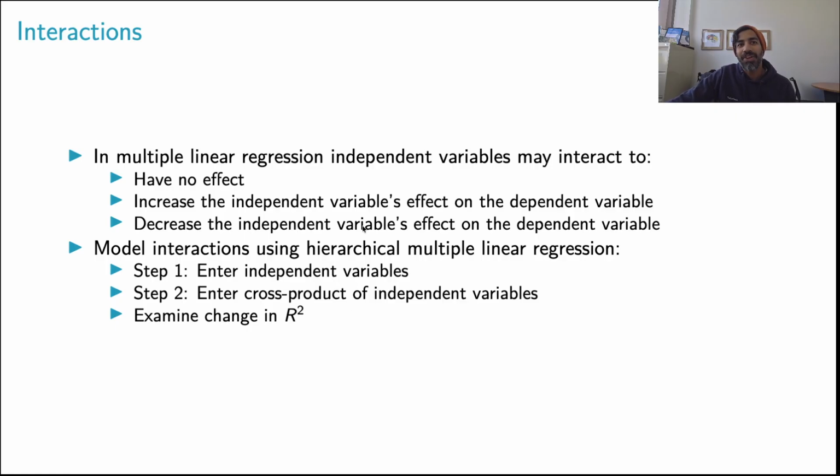So model interactions using hierarchical multiple linear regression. You can enter the independent variables in step 1, and in step 2, you enter the interaction effect, which is also called the cross product, because we saw in the equation that an interaction is really a multiplicative effect. We're multiplying the effects of the two variables together, and examine the change in R squared. Does it change? Is there more variance accounted for by the presence of the interaction?